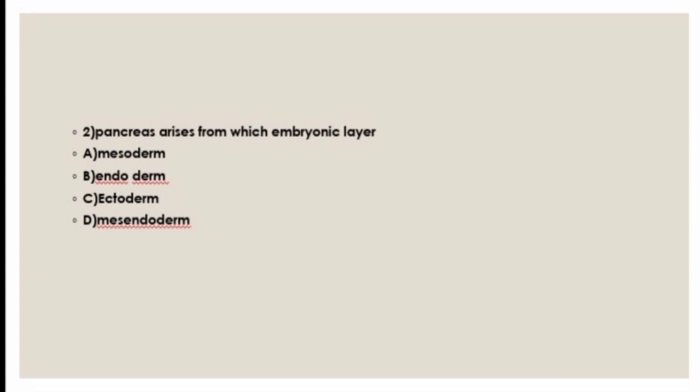Next question. Pancreas arises from which embryonic layer? Mesoderm, endoderm, ectoderm and mesendoderm. Correct answer is option B, endoderm. The endoderm becomes the lining of the digestive system and the respiratory system, and it forms organs like liver and pancreas.